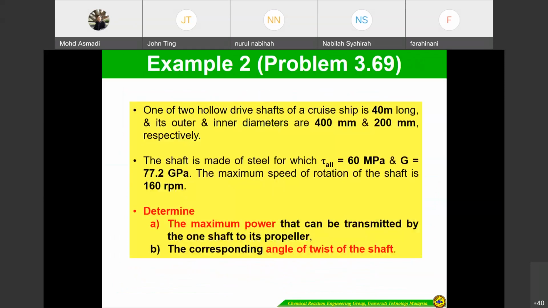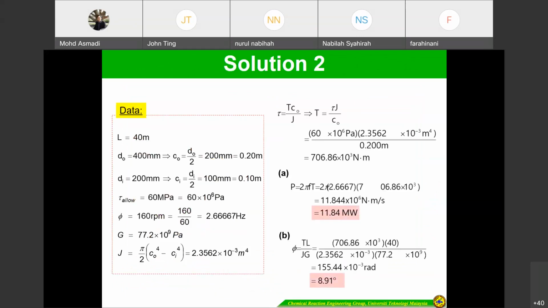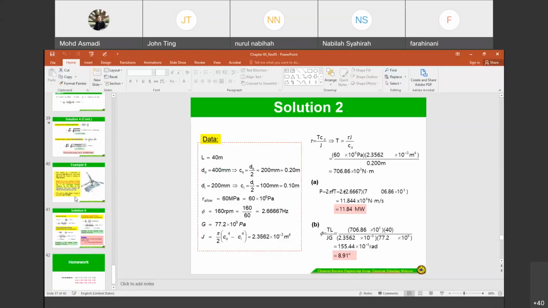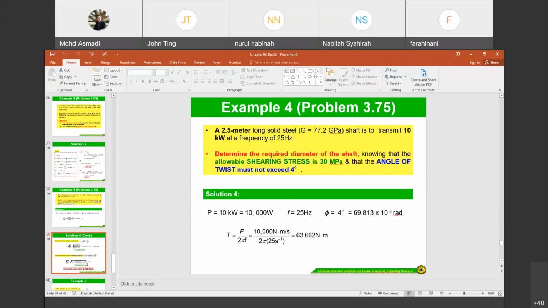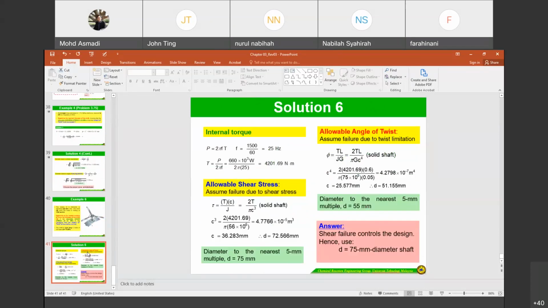Any questions? Okay, no questions, thank you. If you have no questions, we stop here. Just read and study the other examples. This one is not the homework, and then I will upload the homework in the e-learning.